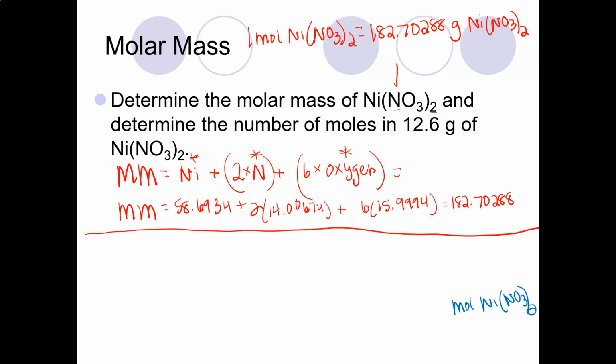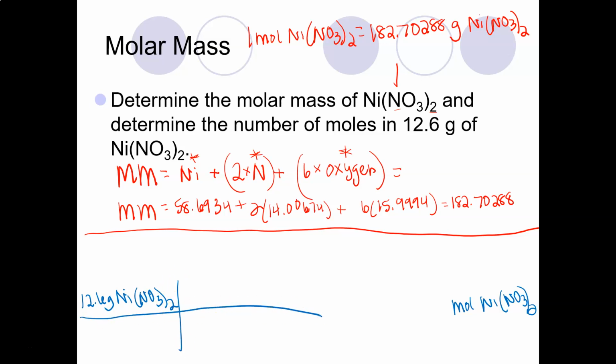Okay. So when we're doing our dimensional analysis, what are we solving for? Moles of nickel 2 nitrate. What are we starting with? Well, 12.6 grams of nickel 2 nitrate.